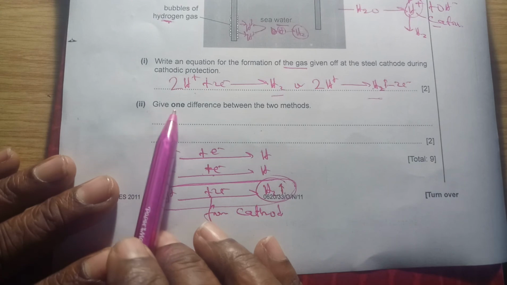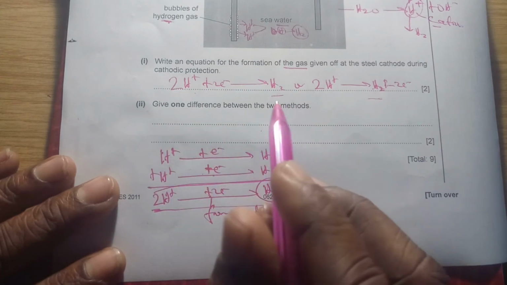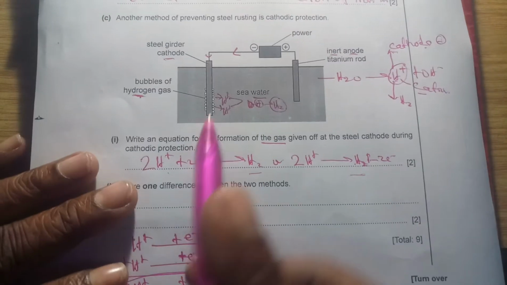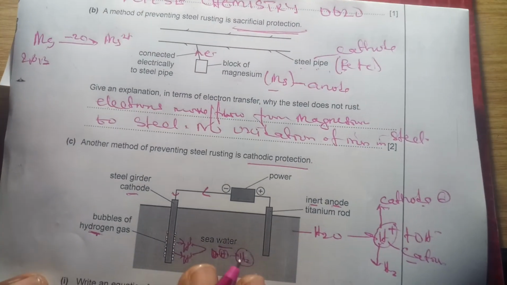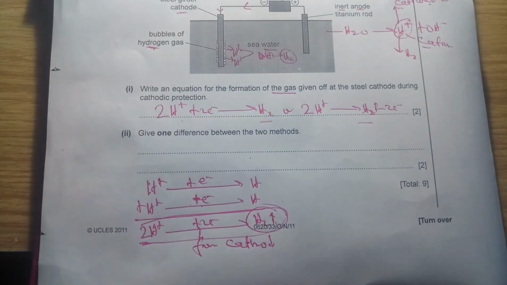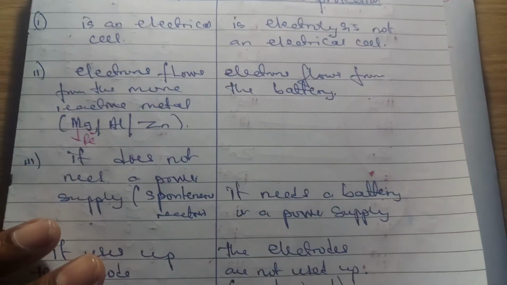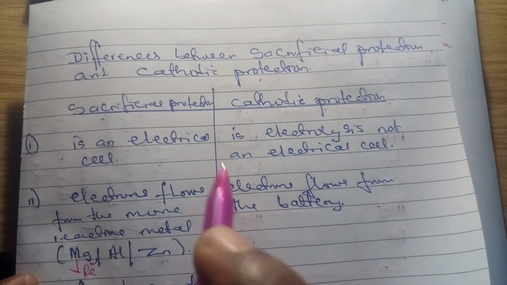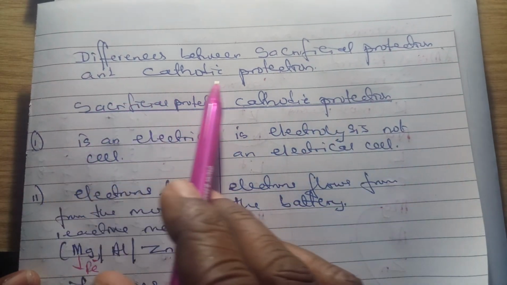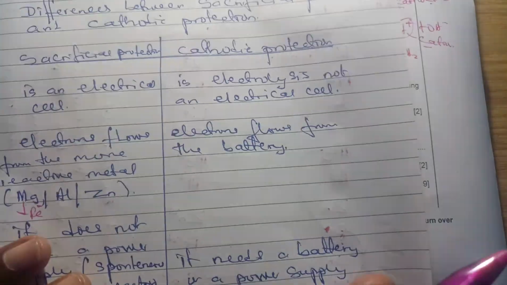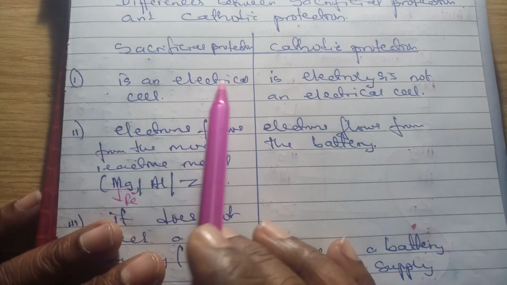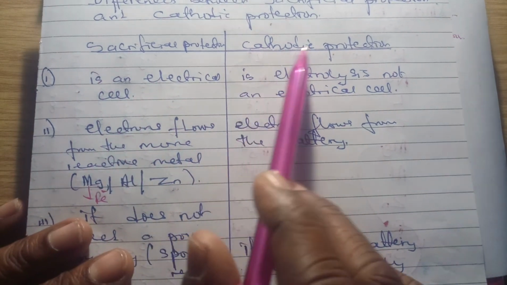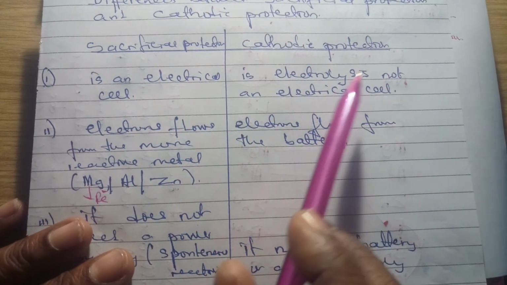Now, the next question: give one difference between the two methods. There are a lot of differences between cathodic protection and sacrificial protection. If you look at this closely, you will see that sacrificial protection is an electrical cell, right? Cathodic protection is electrolysis, not an electrical cell.